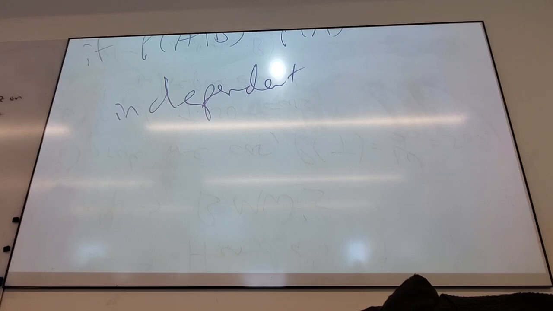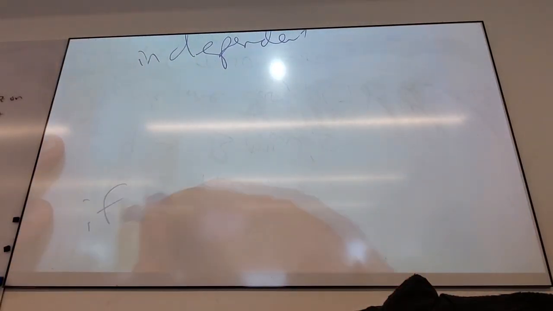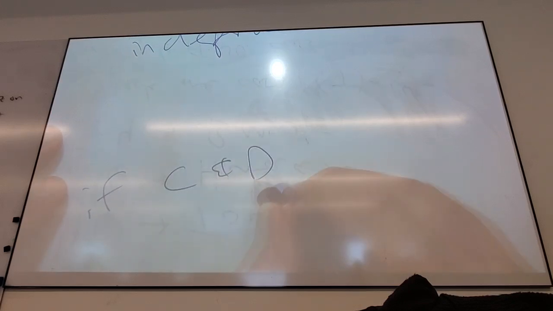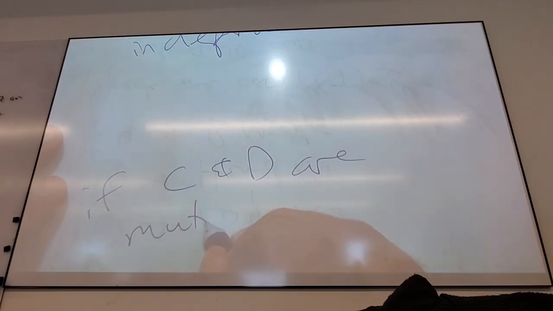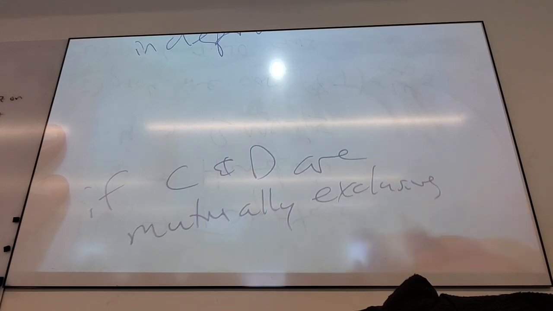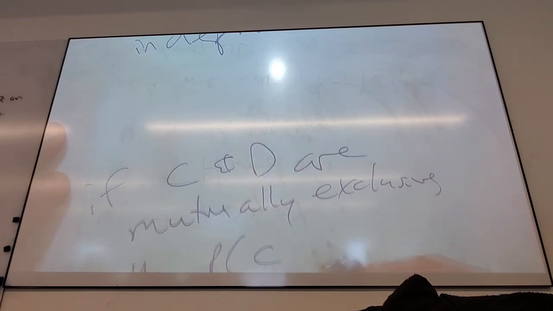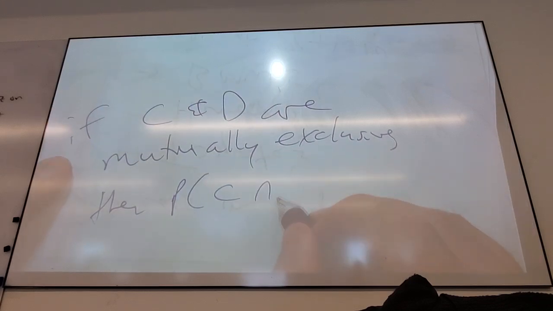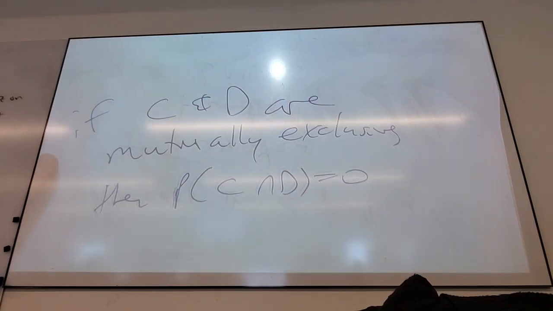Is there anybody that's in both groups? Yes. So are those mutually exclusive groups? No, because you can find one that's in one and the other one. So mutually exclusive, if I tell you that C and D are mutually exclusive events, then I know that the probability of C and D must be 0.